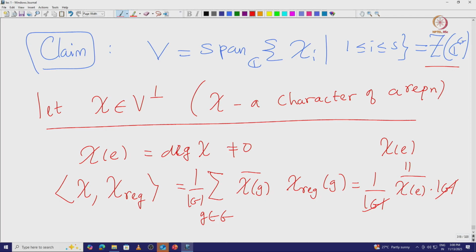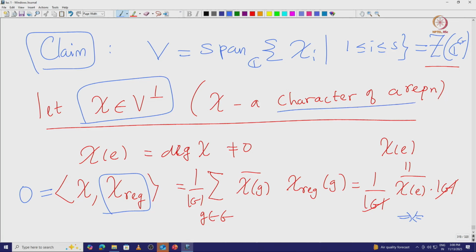Now you can see that chi regular can be written as a linear combination of chi_i's. So, if chi is in the orthogonal complement of the span of chi_i, then this part is supposed to be 0. That forces this chi of E to be 0. That means the dimension of the representation is 0, so that would force chi to be 0. So, we arrive at a contradiction by assuming that chi of E is non-zero. So, the proof is somewhat simpler whenever chi comes from a representation.